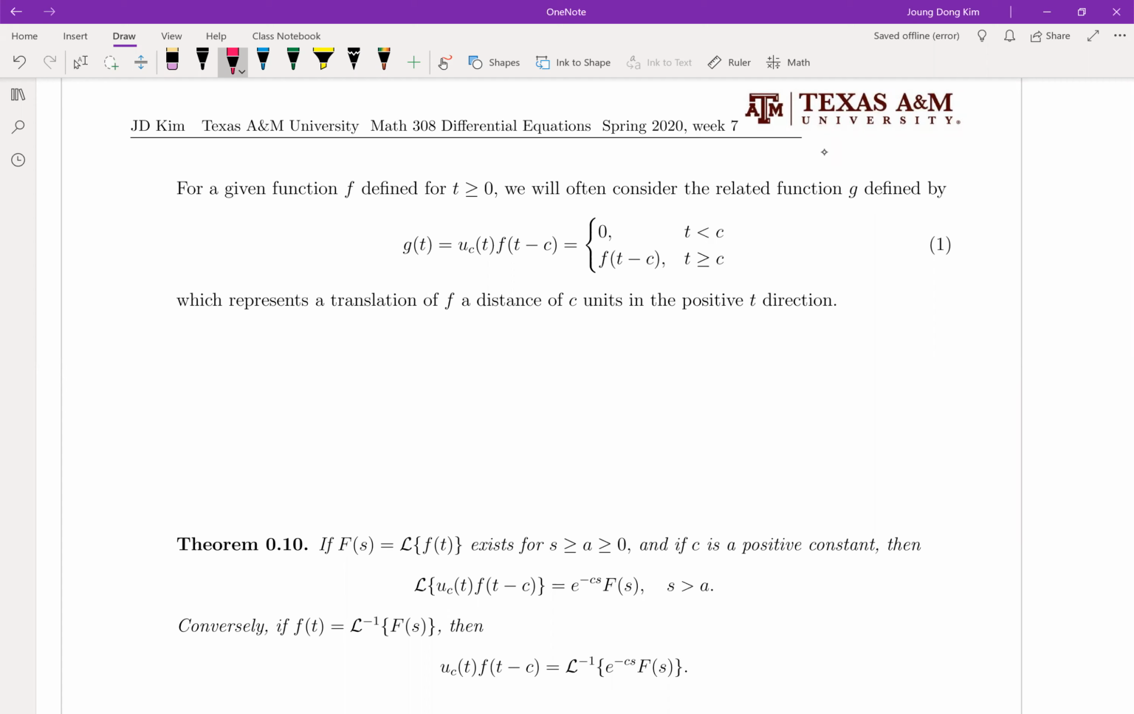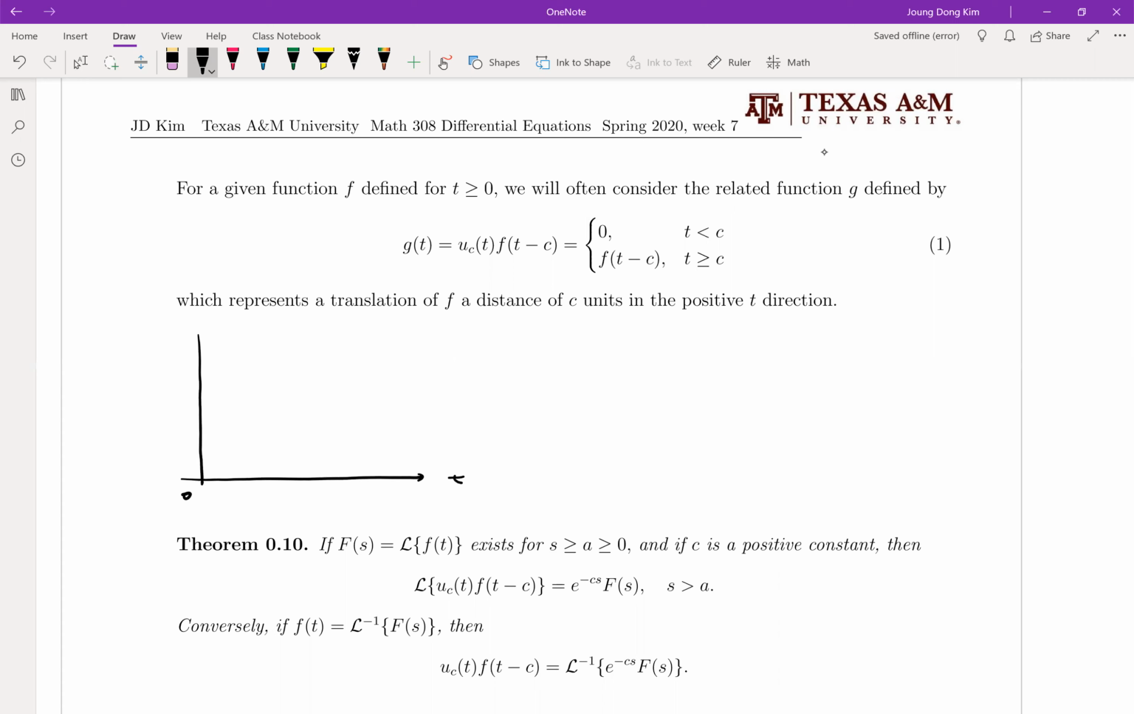But wait a minute, look at that. What does this notation mean? t minus c. Do you remember from geometry or algebra, this is kind of like a translation, right? It is shifting c units to the positive x-axis. If I show you the graph of this one, it might be much easier. Here we go.